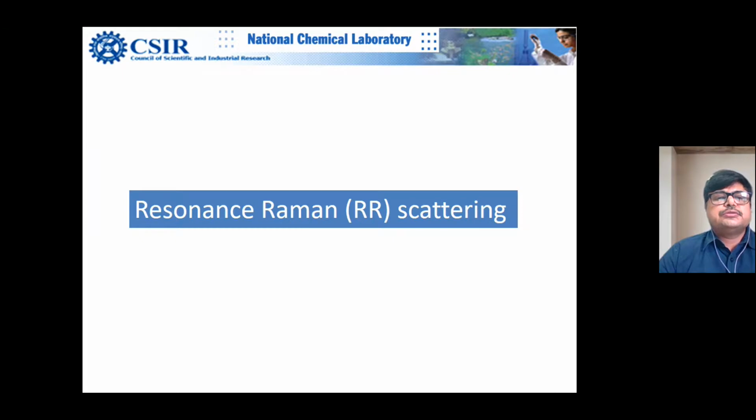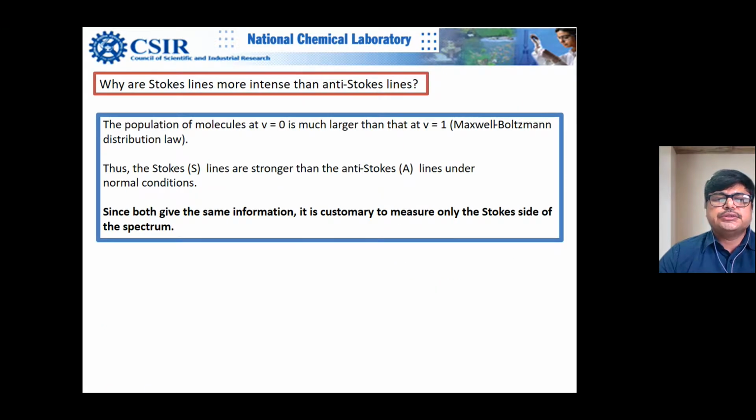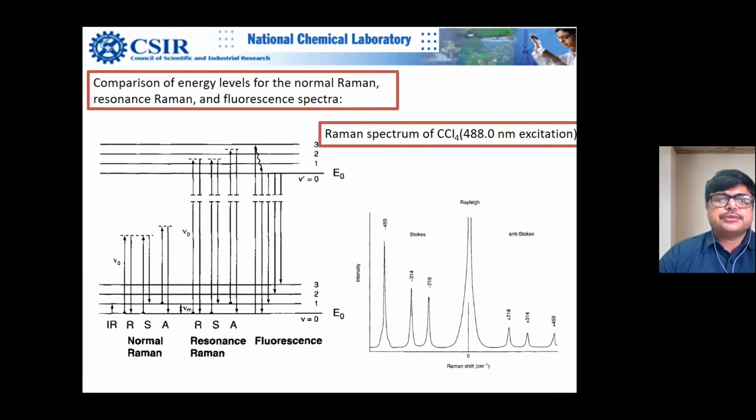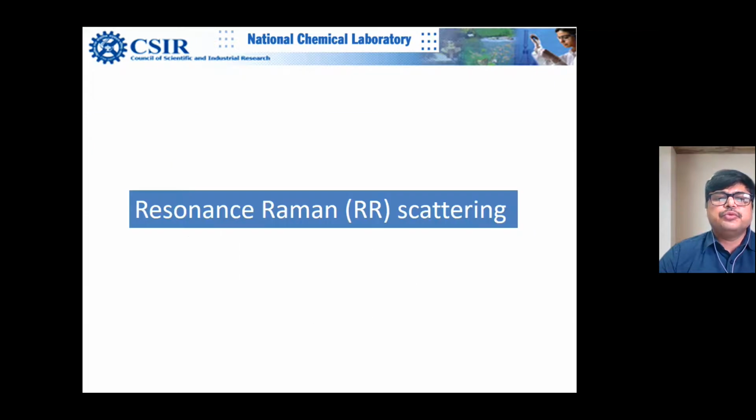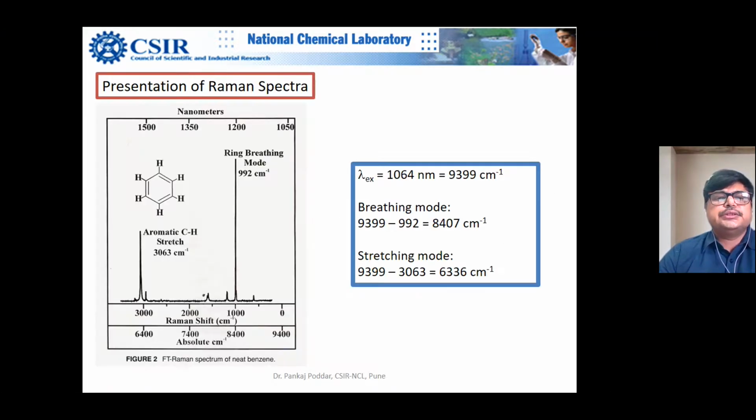Resonance Raman scattering is very useful to enhance the overall Raman intensity. I have already explained that, but it is quite cumbersome because you have to find a laser whose energy is higher than the band gap or HOMO-LUMO gap, and only then it becomes useful. Otherwise, it has really no use.